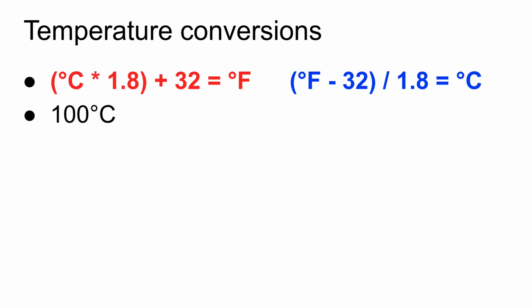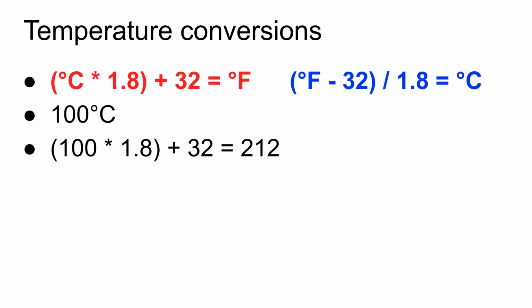I have a small brain and I like to use numbers that I know I'm going to get right so that I can test myself. We already know what 100 degrees Celsius is in Fahrenheit, but let's see if this works. So we've got 100 degrees Celsius, multiply that by 1.8, that's 180. 180 plus 32 is 212 degrees Fahrenheit. Boiling point of water Celsius, boiling point of water Fahrenheit. Check, check.